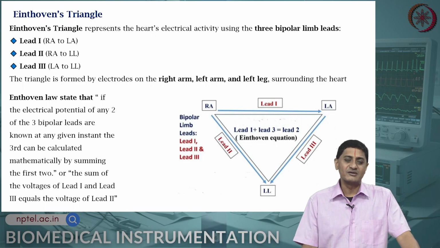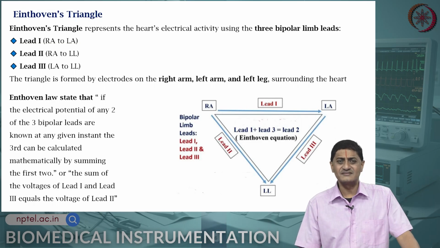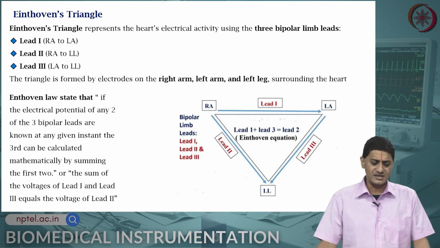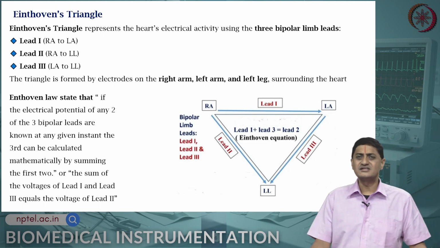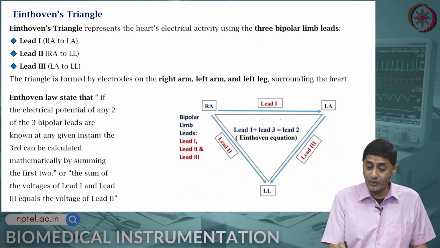Einthoven came up with this representation of the ECG in the late 1800s, I think. Please check this. That is why this triangle is called Einthoven's triangle. Einthoven's triangle essentially represents the electrical activity by using the three bipolar limb leads.